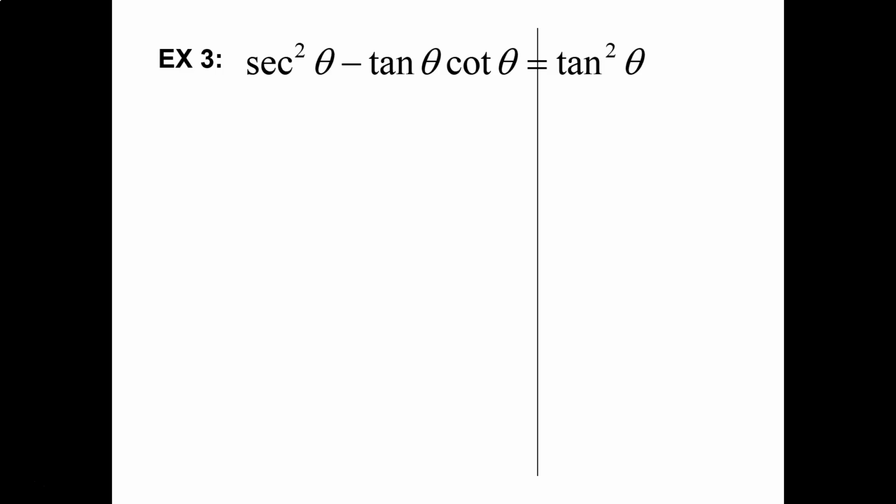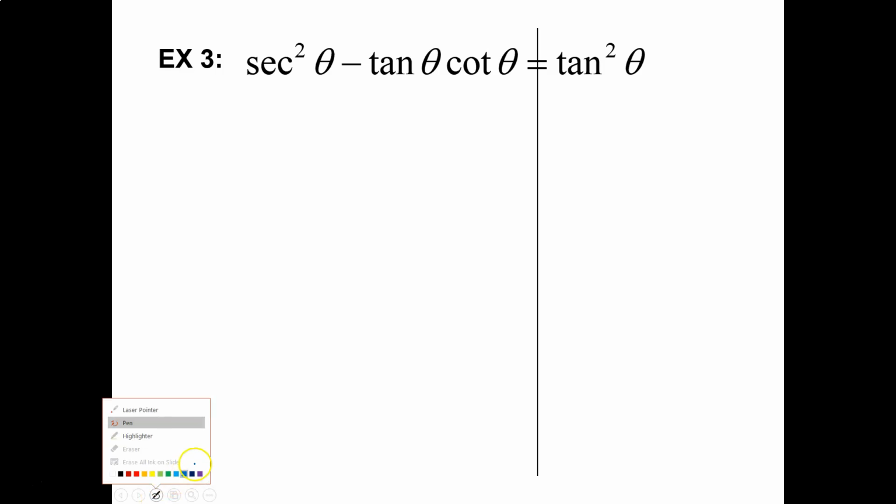All right, so this one's a little bit more complicated here. So we've got secant squared theta minus tangent theta cotangent theta equals tangent squared theta. So in general, it's probably going to be better if we work with the more complicated side first. So the left-hand side here is a little bit more complicated. We've got a few options on what we can do.